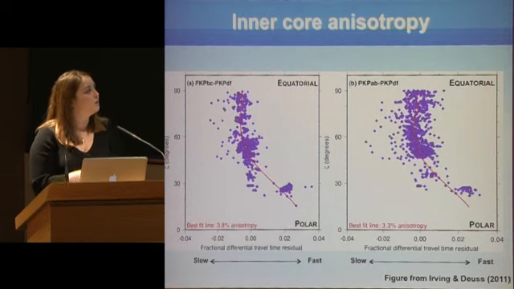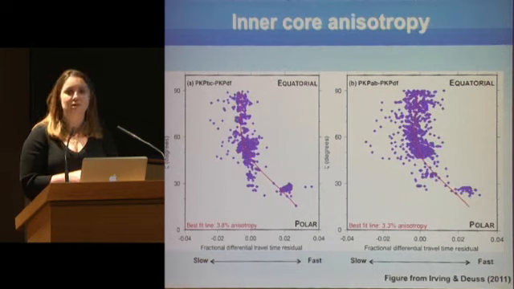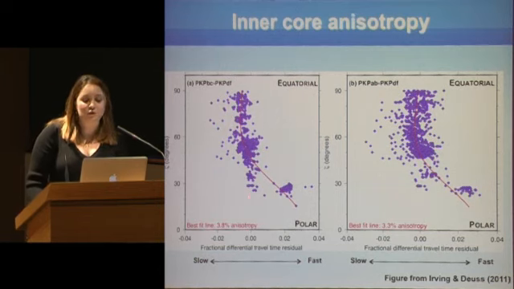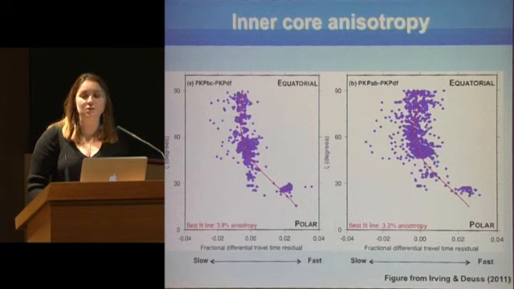There is a problem, though, which is that not all of the polar paths are fast. Instead, some of the north-south paths appear to behave just like the equatorial paths. So the anisotropy we can observe both in the shallower data for the inner core and the deeper data for the inner core is not uniform.